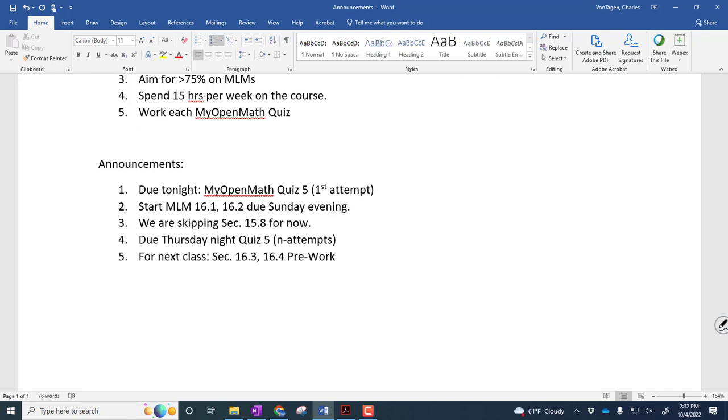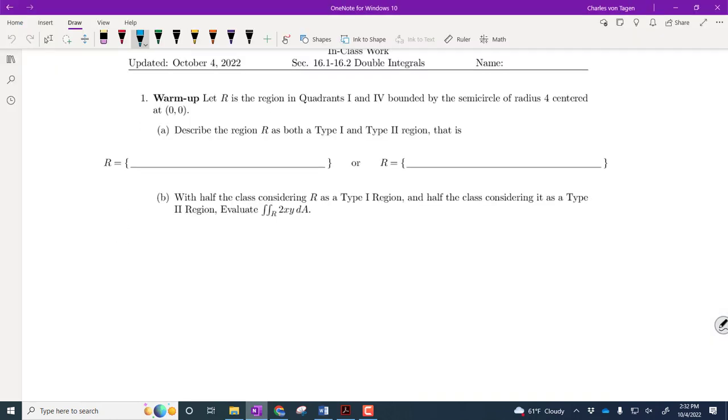But I want to get into this multiple integration. That's what we had the pre-work going for, so it made sense. These two sections really go hand in hand. So let's go ahead and get started on this. Everyone should have a copy. If you don't, I've got more up here of the 16.1, 16.2.